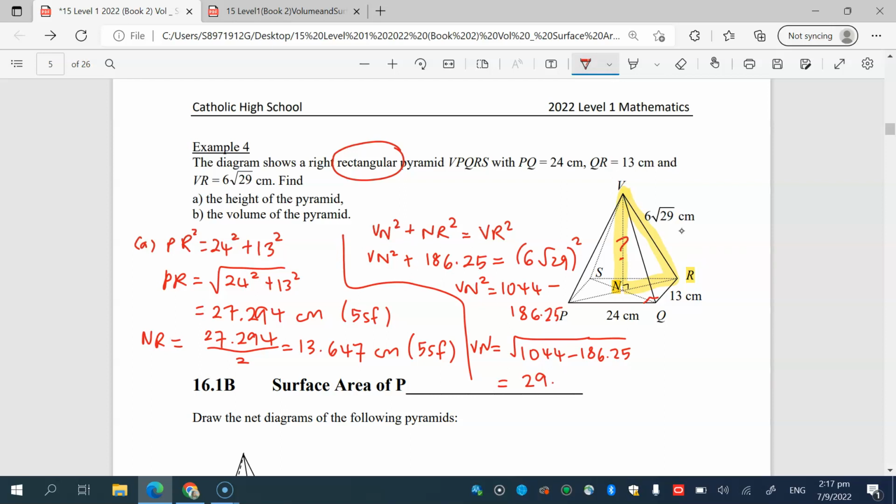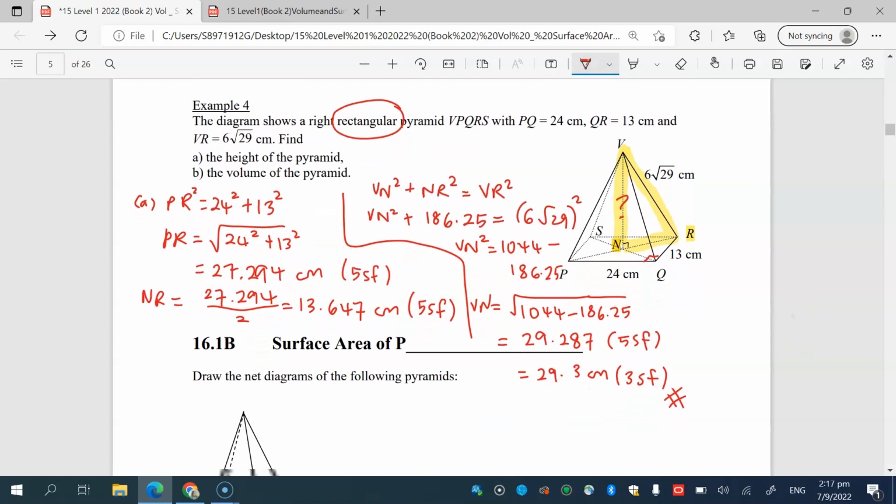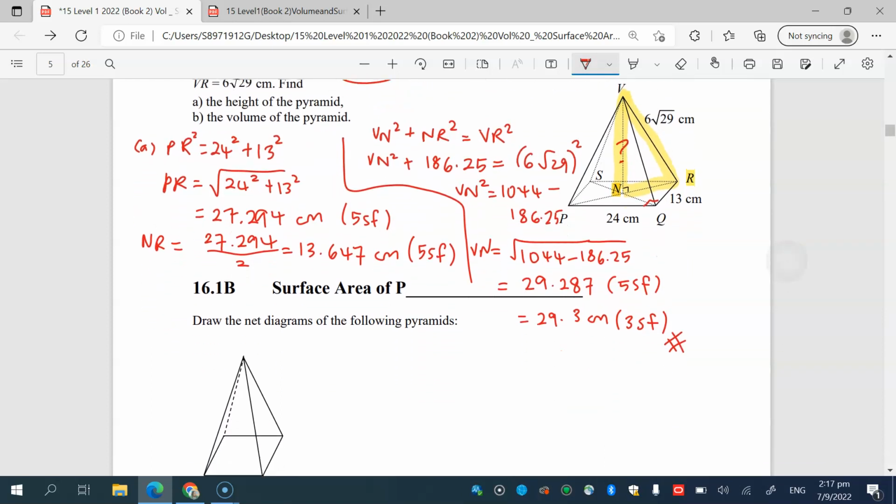But in case you need to use this for the subsequent parts, I will always write the 5SF answer first before I write the 3SF. So it's just 29.3 cm to 3SF. Alright, this is to find VN. Oh no, there's no space. Okay, it's alright. We shall find some space over here.